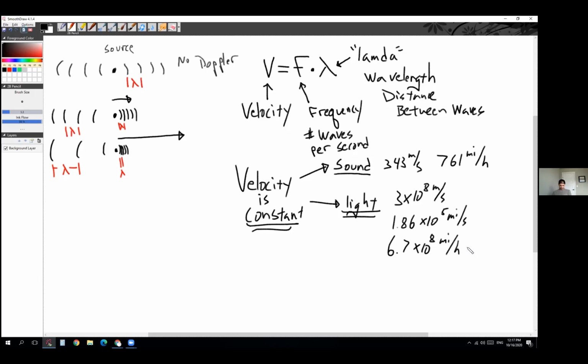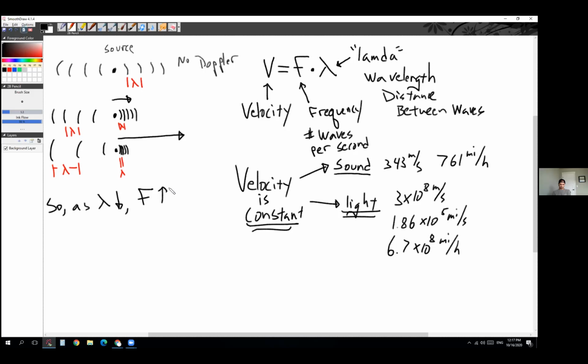Now, because the velocity is constant, I can say this. So, as the wavelength goes down, the frequency goes up. So, for the Doppler effect, the waves are getting squeezed together. And because the wavelength is going down, the frequency has to go up so that when you multiply those two numbers together, you get the speed of sound, because the speed of sound doesn't change.